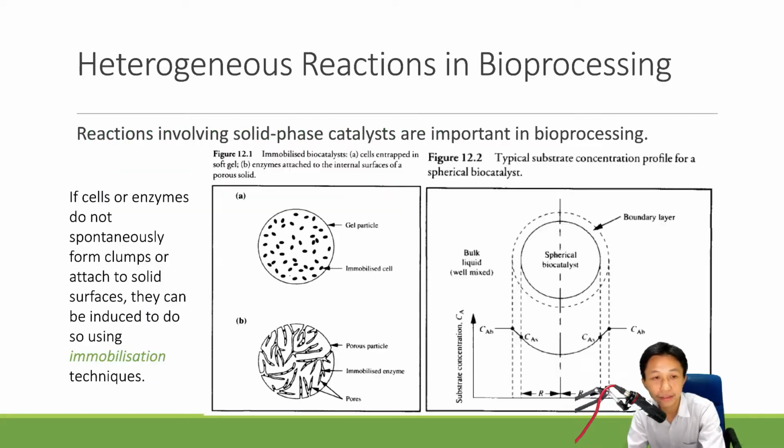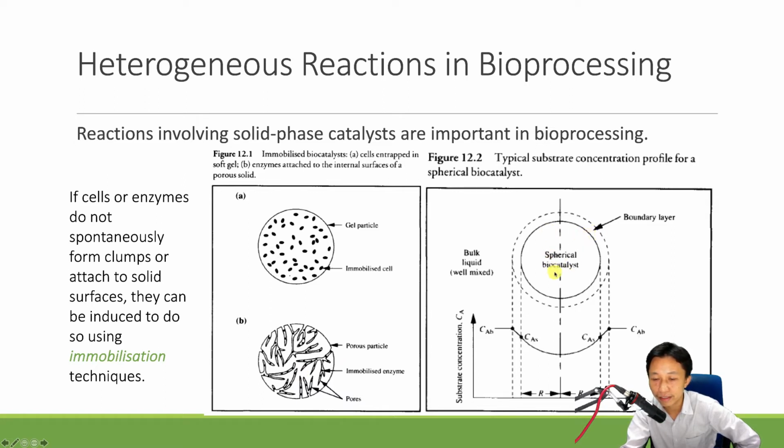This is the picture of heterogeneous. You have more than one phase, as I told you. This one is immobilized cell, this one is gel particle, and this one is immobilized biocatalyst. Cells are entrapped in a soft gel, for example, and then we have the internal surface of the porous particle. It's different. This one is the cell entrapped in the gel. You have porous like this, and again you have a layer here.